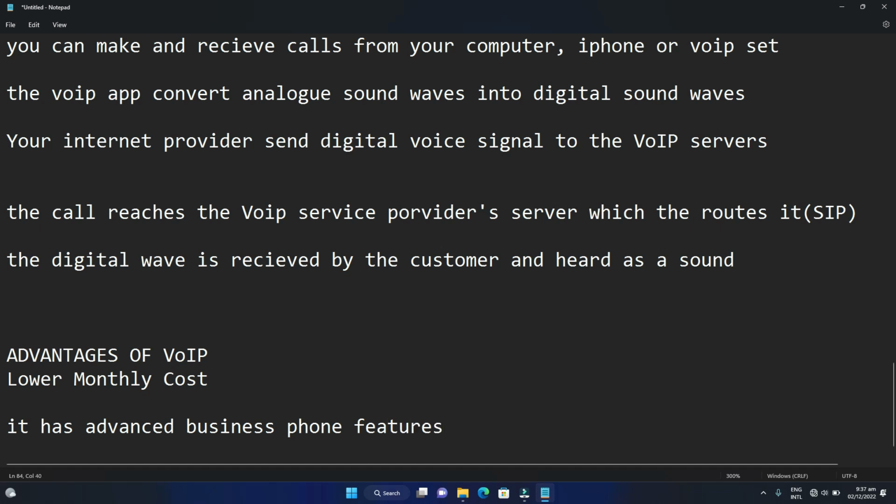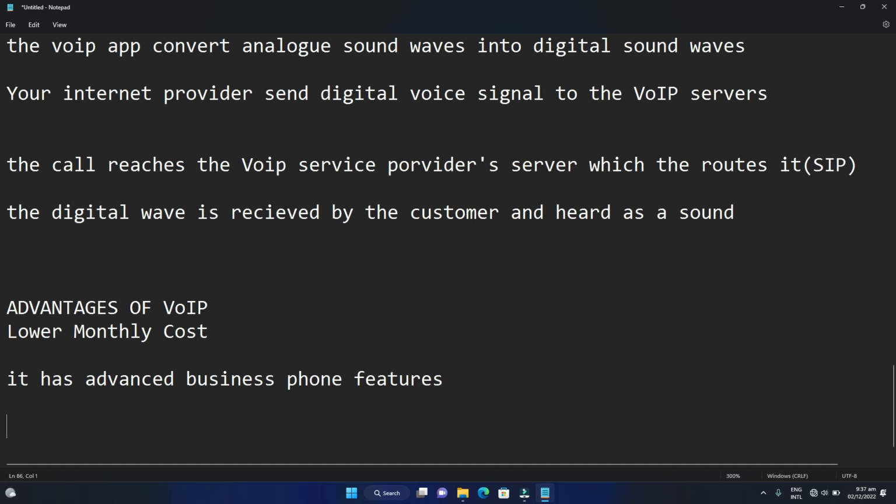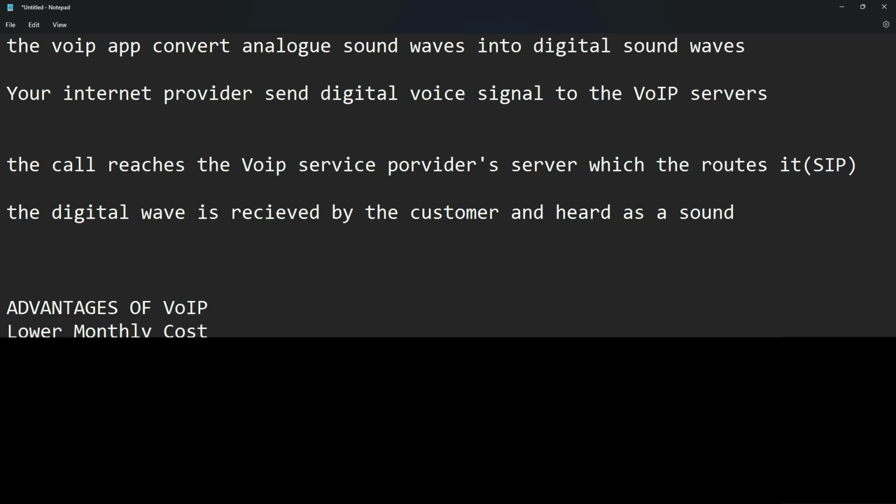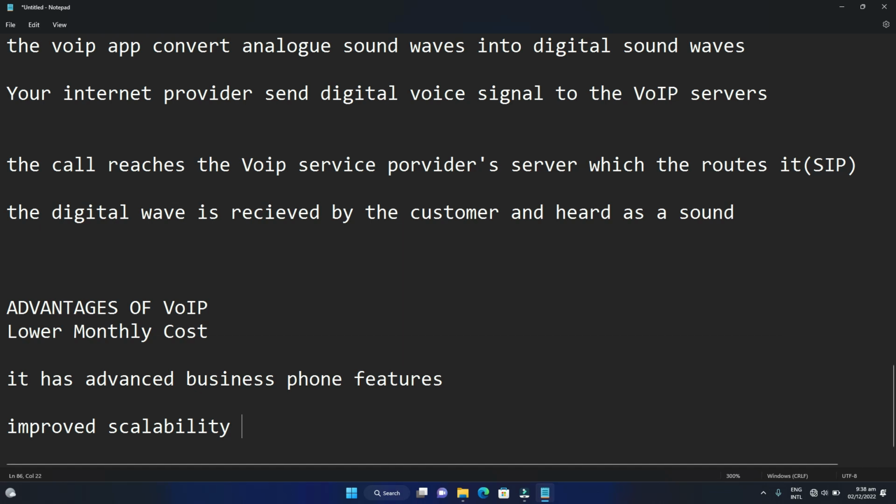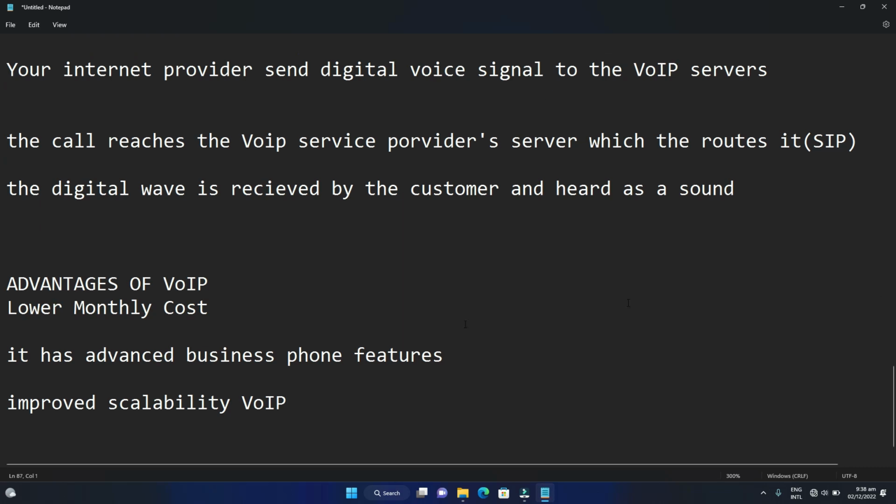Another thing is it has improved scalability and flexibility. What it's trying to say is that assuming you want to scale up or build more branches, it's very simple. You just buy their service, let them know, they give you more services, and then you buy more features which can route your calls to all these branches. So scalability is not really a problem in terms of VoIP. If you are using voice over internet protocol and you are trying to scale up, it's not an issue at all. Scalability and flexibility.